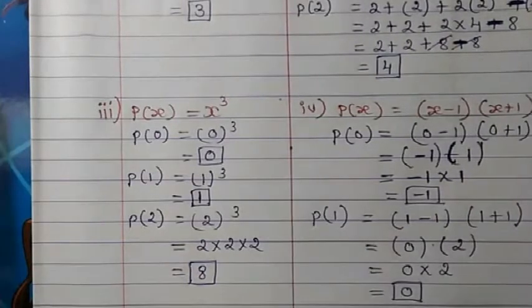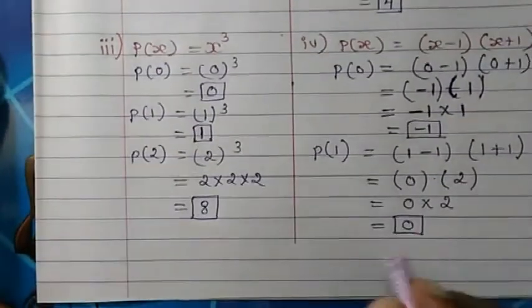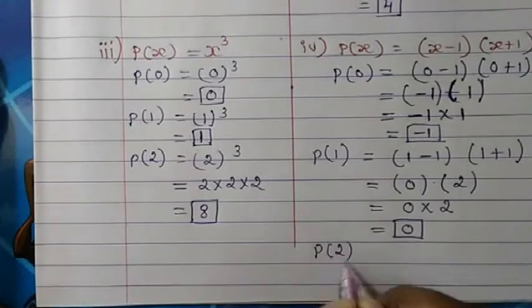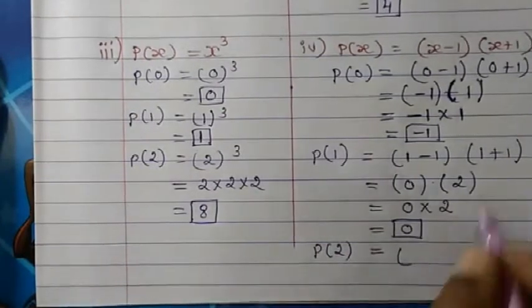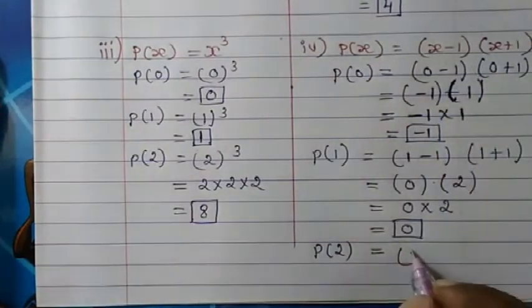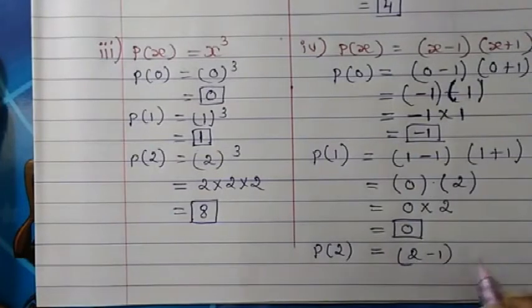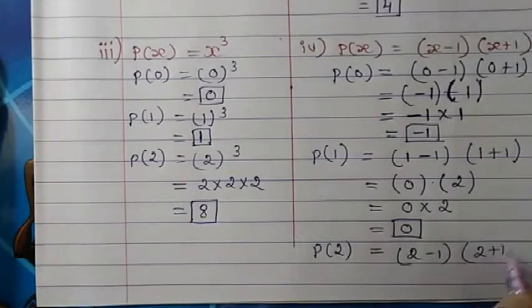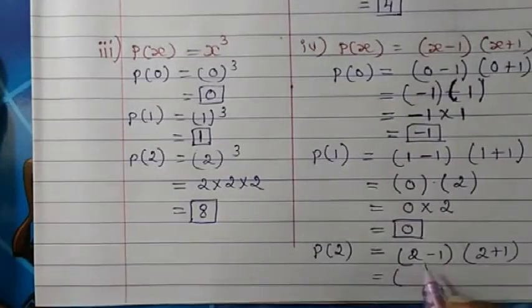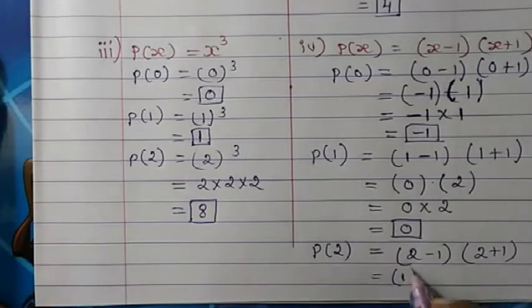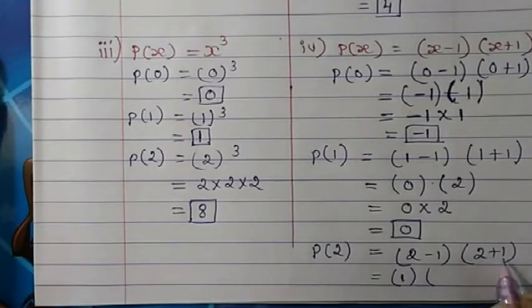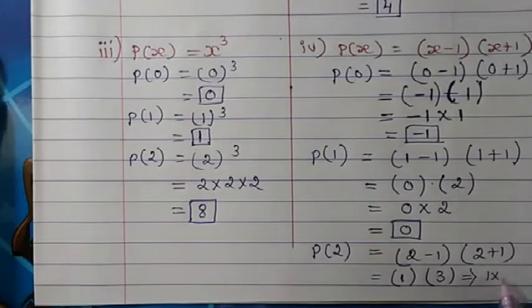So that is the answer. Now let's see for P of 2. In the place of x we will keep 2 minus 1, then 2 plus 1. 2 minus 1 will be 1 and 2 plus 1 will be 3. So the meaning is 1 into 3, 3. So this is our answer.